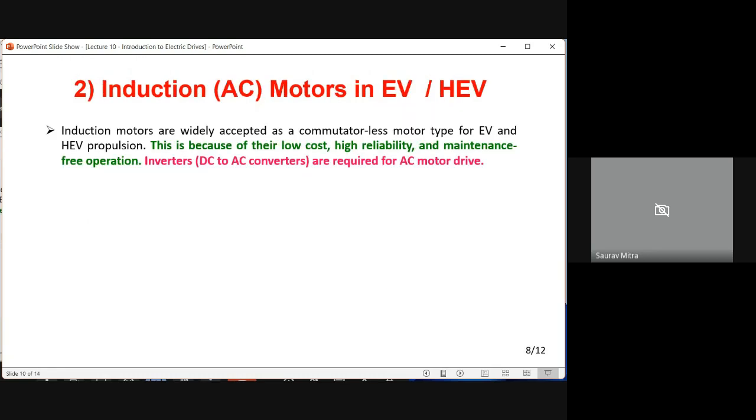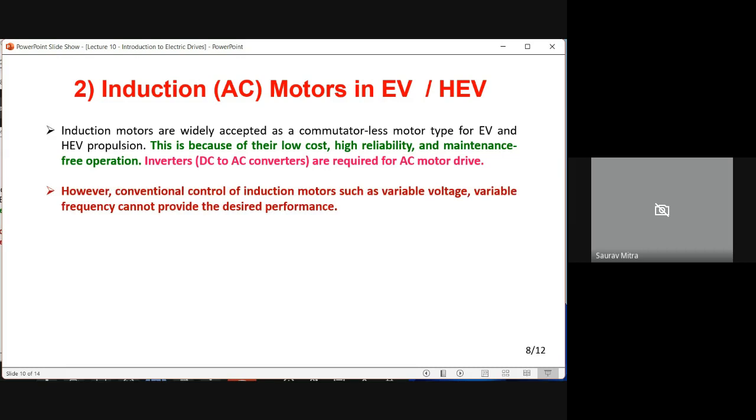Next, we are going to see induction motors. Induction motors are widely accepted as the commutator-less motor type for EV or HEV propulsion systems. This is because of their low cost, high reliability, good power conversion, and maintenance-free operation, because there is no brush arrangement in an induction motor. But the only extra thing you require here is AC supply. Whenever the battery is there, it generates DC. So you need a DC to AC converter in between, which is called an inverter. That is the only additional thing that you have to use in the case of induction motors.